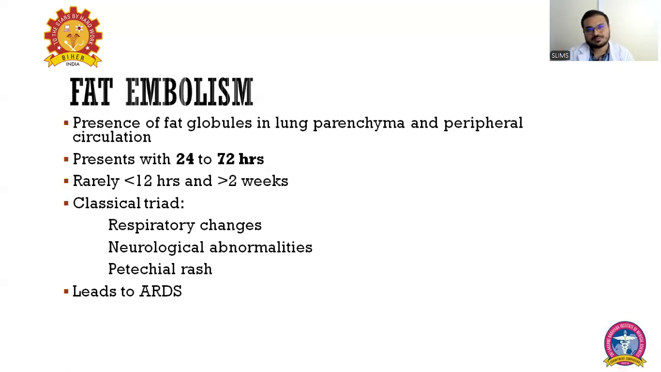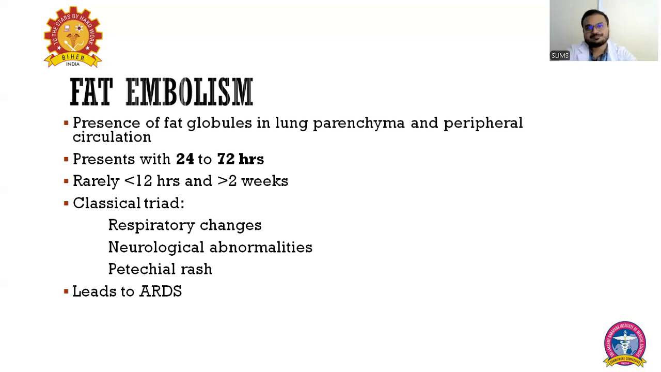So, fat embolism is another immediate or early complication which you come across day by day, and it should be noted when the patient is going for fat embolism, thoroughly examined immediately, and treated immediately as well. So what is fat embolism? There is a presence of fat globules in the lung parenchyma and peripheral circulation, and the patient presents within 24 to 72 hours of the time of injury, and rarely it is less than 12 hours or more than 2 weeks.